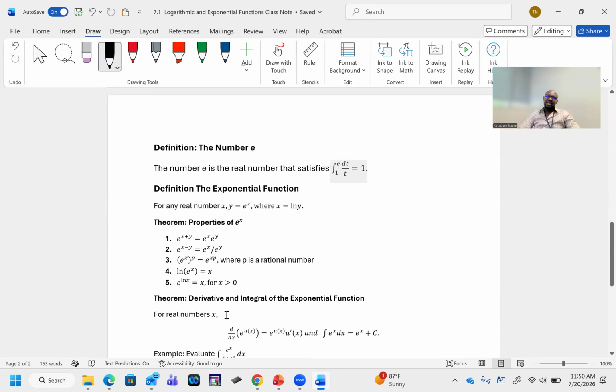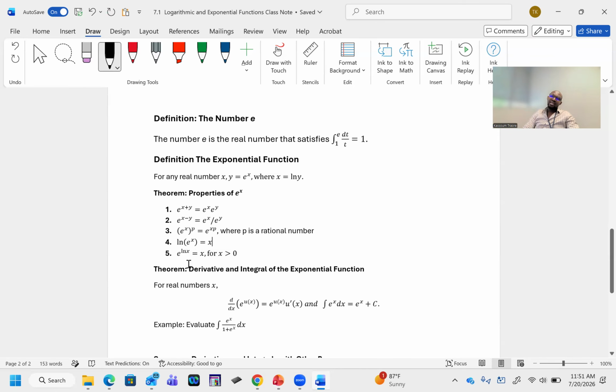E to the power of x plus y is equal to e to the power of x times e to the power of y. And e to the power of x minus y is e to the power of x divided by e to the power of y. E to the power of x to the power of p is e to the power of xp, where p is a rational number. And do not forget, ln of e to the power of x is x, and e to the power of ln x also is x for x positive, because e to the power of x and ln x are inverse functions of each other.